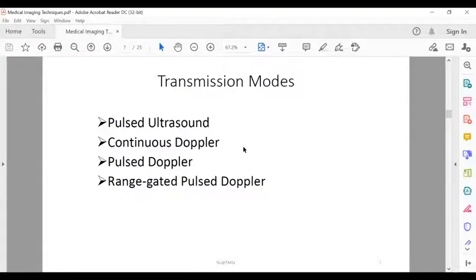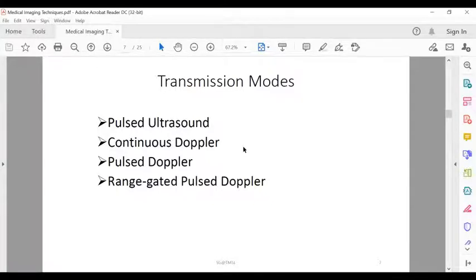Next is the pulsed Doppler mode, which is similar to pulsed ultrasound. In this case also, short pulses of ultrasound are transmitted and the returning echoes are received. The frequency shift is observed, and the velocity and distance of a moving target are measured using this pulse Doppler. Next is the range gated pulse Doppler, where a gating circuit is used for measurement of velocity of targets at a specific distance from the transducer.